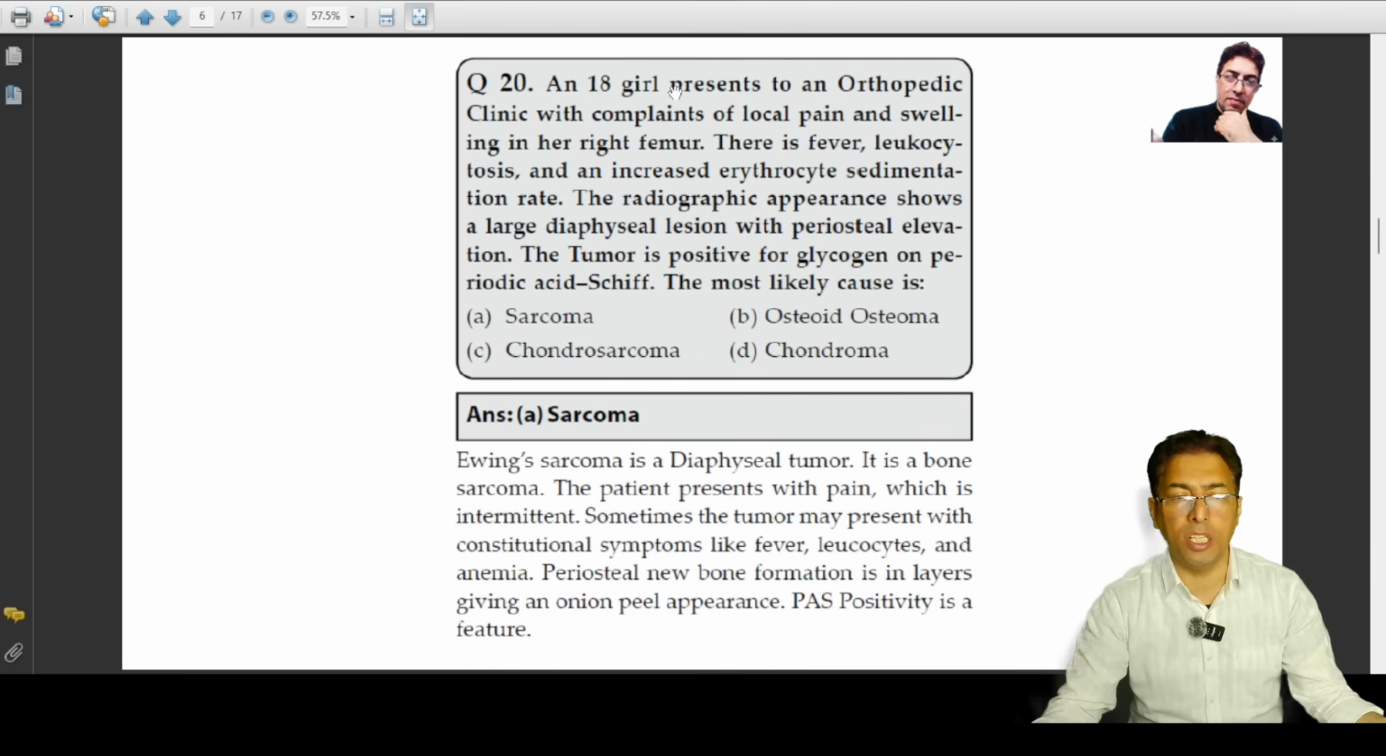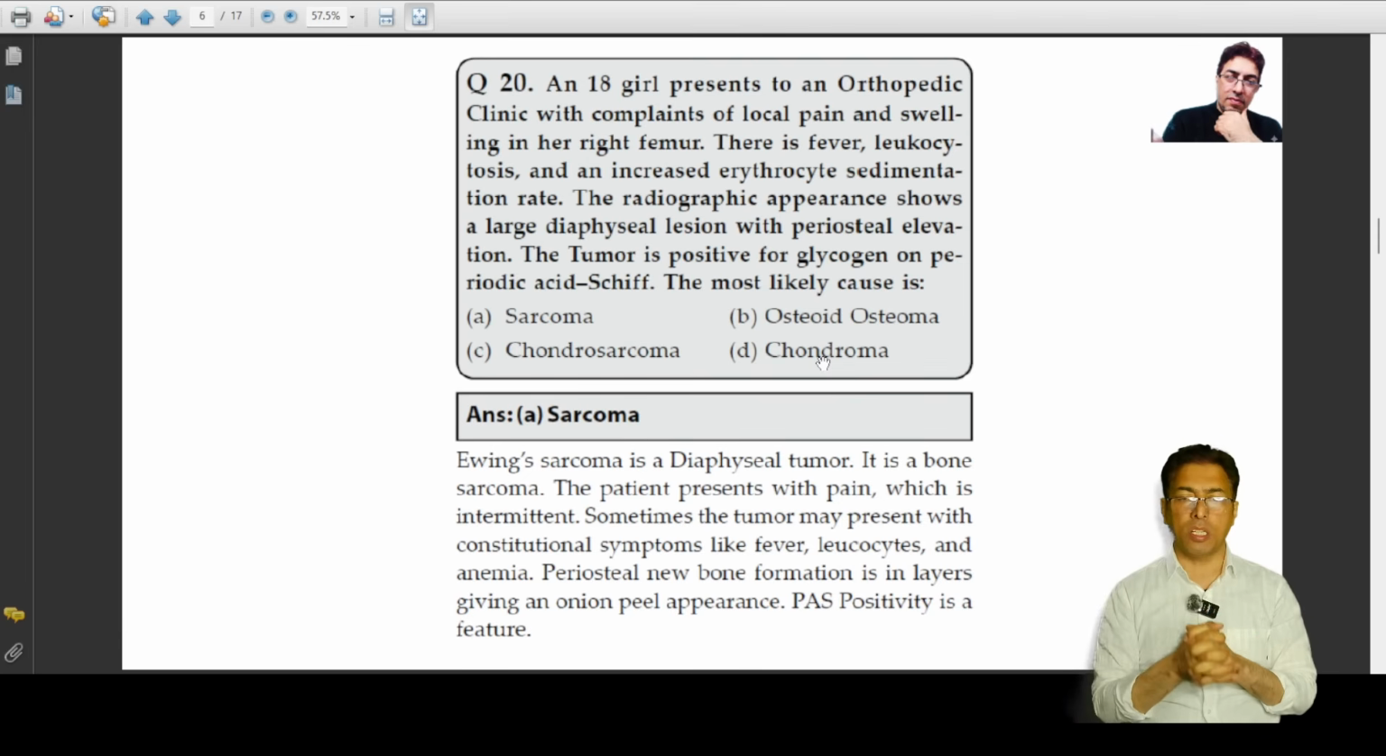Now, this is another clinical question. An 18-year-old girl presents to the orthopedic clinic with complaints of local pain and swelling in the right femur. There is fever, leukocytosis, and increased ESR. The radiographic appearance shows a large diaphyseal tumor with periosteal elevation. The tumor is positive for glycogen or PAS. The most likely cause is sarcoma, osteoidostoma, chondrosarcoma, or chondroma.